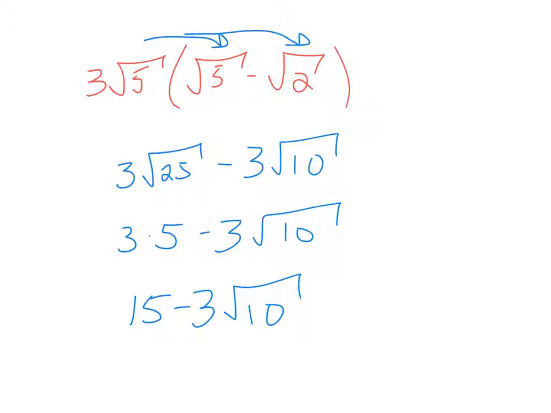Be careful, because remember when we're adding and subtracting with radicals, the radicals have to be the same. So there is no radical in that term, so we can't actually combine those at all. If it was 15 radical 10 minus 3 radical 10, then we could get down to 12 radical 10. Is that okay? So be careful.